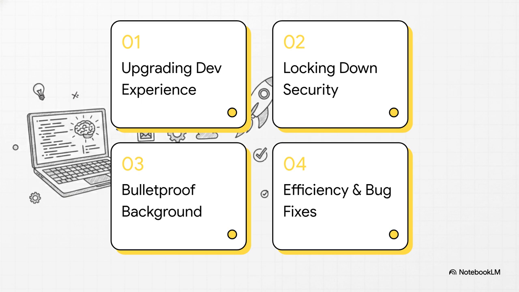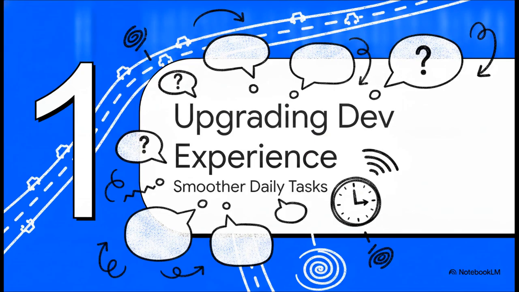Here's our quick roadmap for unpacking these workflow upgrades. We'll kick things off with upgrading the developer experience, then we'll move into locking down security. After that, we'll cover bulletproof background sessions and wrap the whole thing up with efficiency and bug fixes. So, Section 1, upgrading the developer experience. Let's see how we're making those daily tasks just a little bit smoother.